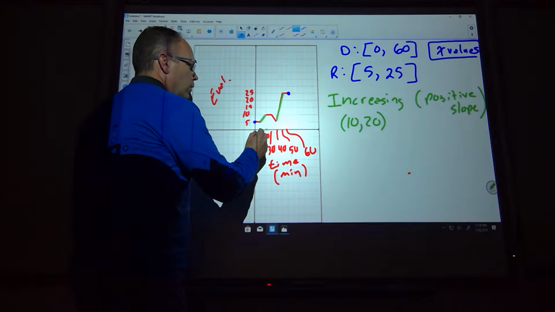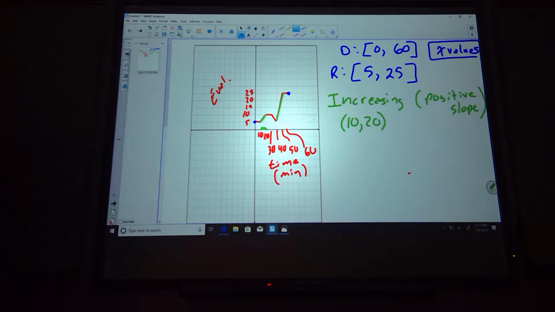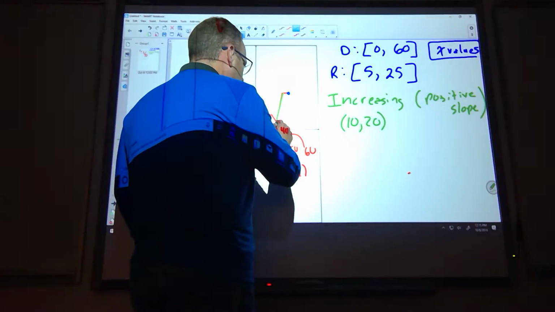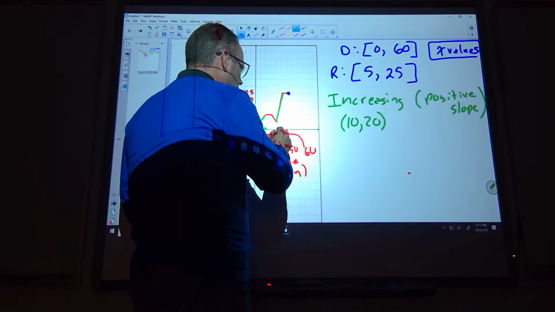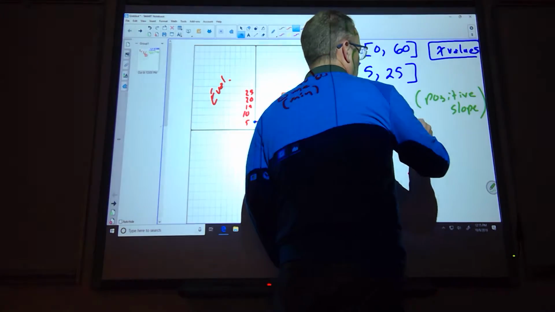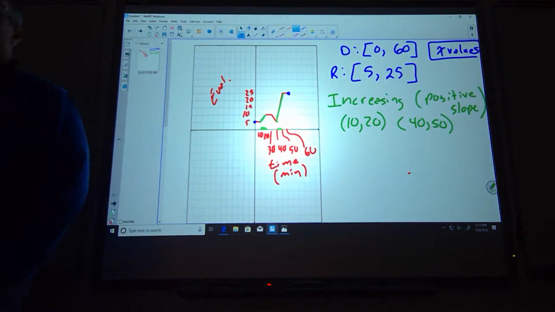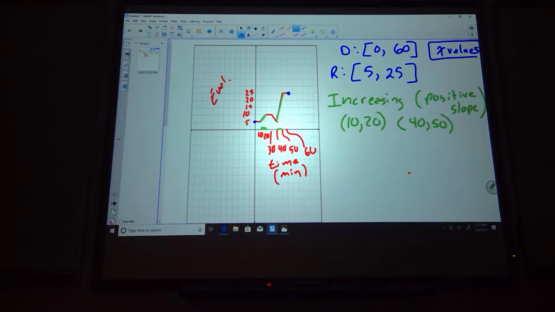Right here, you just told me from 10 to 20, the graph is increasing, meaning it's going to have a positive slope. Where is the other one? Yeah. 40 to 50. So from here to here. Yeah, that looks like it. So from 40 to 50, increasing. I like it. This is X. So you're using the x to describe what the slope's doing.